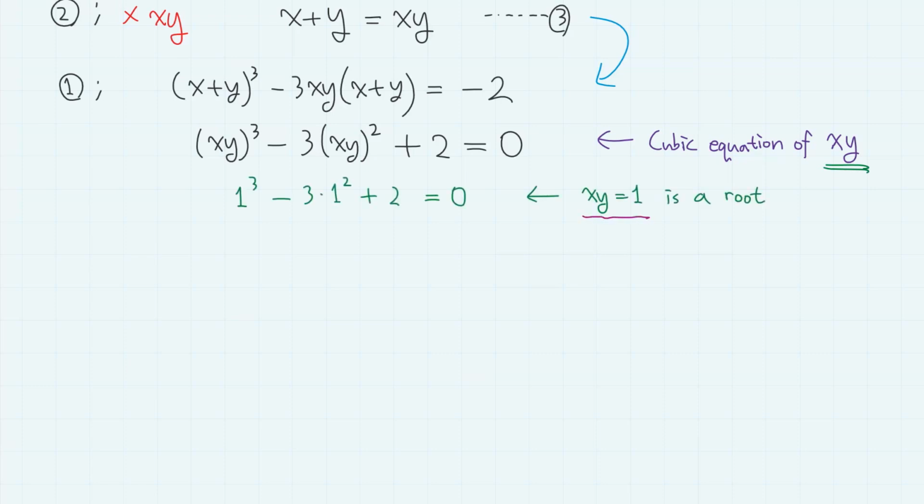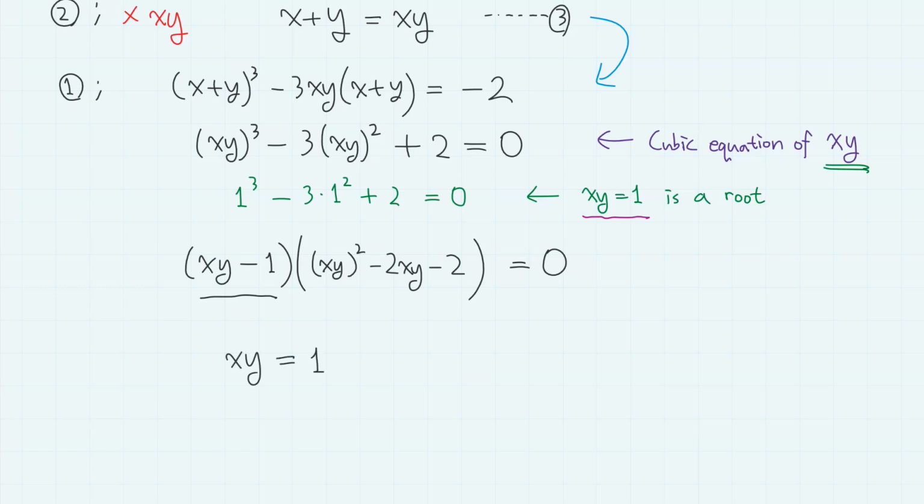Notice that xy equals 1 satisfies the equation. That means we have xy minus 1 as a factor, and if we do the division, we obtain the quotient (xy) squared minus 2xy minus 2 is equal to 0. When this part is 0, we have xy equals 1, and when this part is 0, then by the quadratic formula, we obtain xy equals 1 plus minus square root of 3.